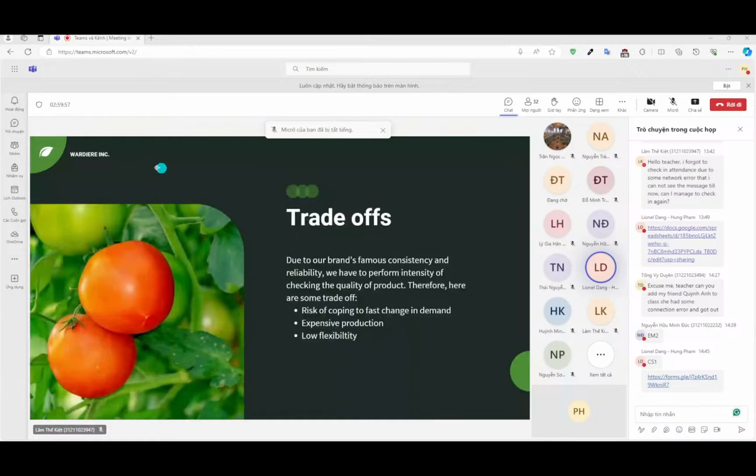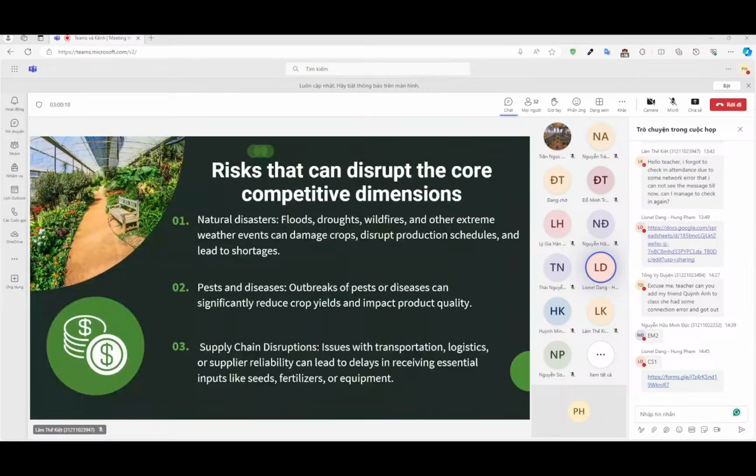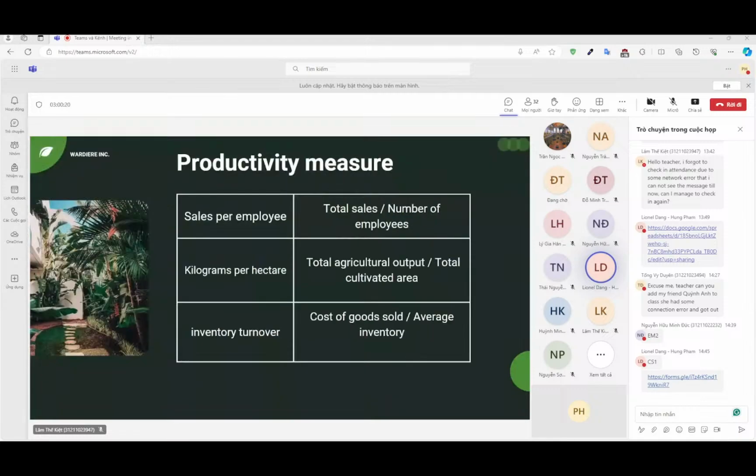However, I like your slide. It's very beautiful. Right away, I can tell those are agricultural products. Very nice slide. And the last slide about the productivity measure, very good. You understand pretty well the concept of the productivity measure.